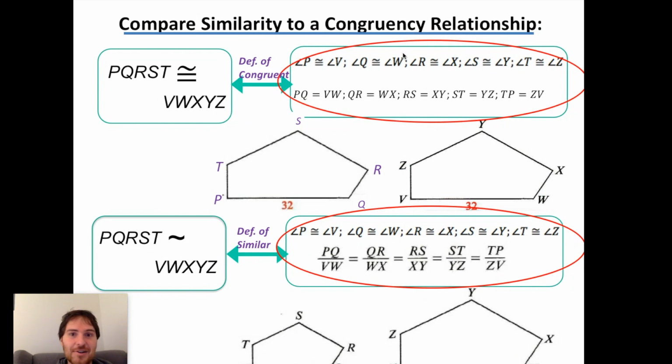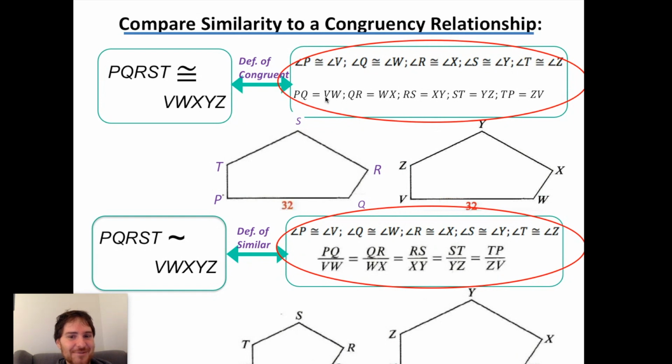If you know two triangles or two polygons are similar to one another, congruent angles will follow from that, and sides in proportion versus just the side lengths being the same. Okay, but quick question: are congruent figures similar to one another? Well, with congruent figures, the corresponding angles would all be congruent to one another. What about the corresponding sides?